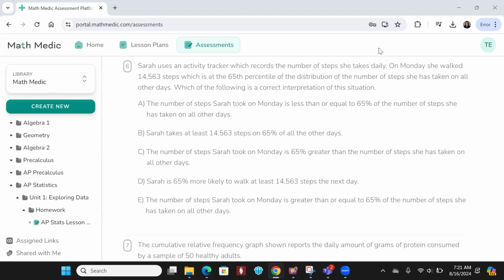I'm asking. Yes. Say it one more time. Okay. Why do you say that? About percentile, it's talking about everything else being less than, like in test scores, the SAT, it would be like 80th percentile because you were better than 80. Okay. What about B? Sarah takes at least 14,563 steps. No, why? Percentile. Okay.